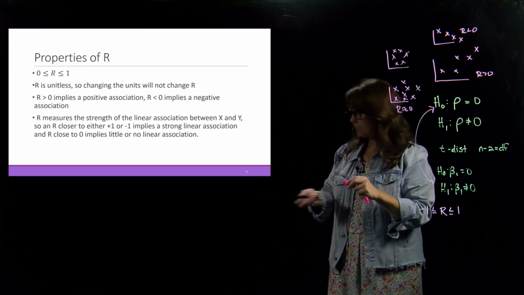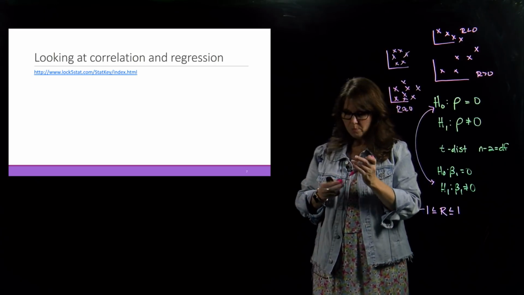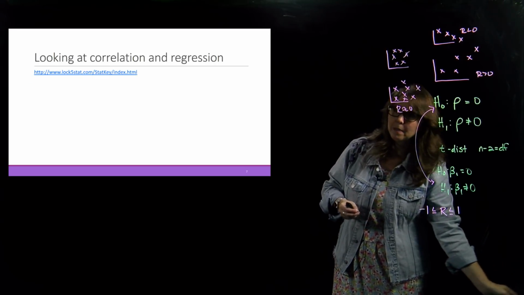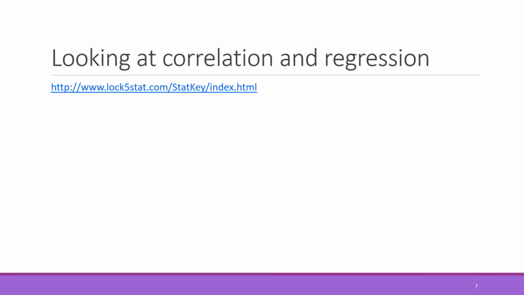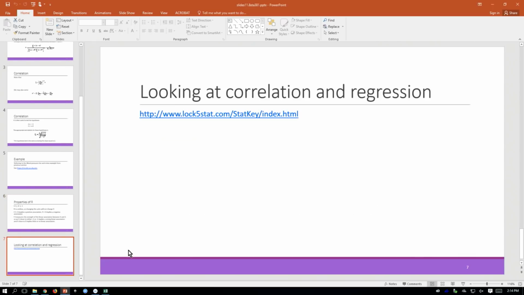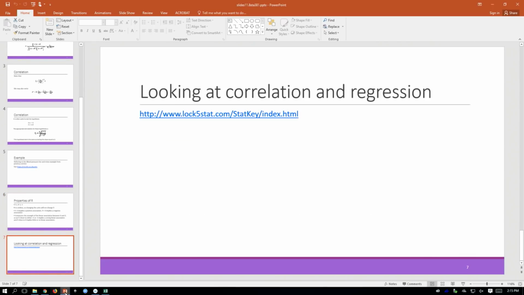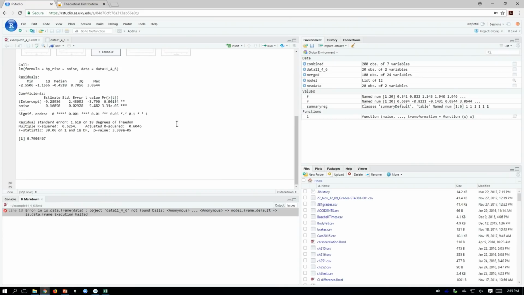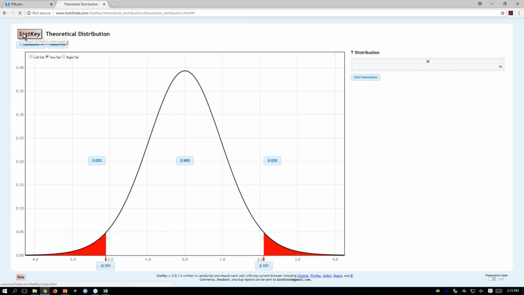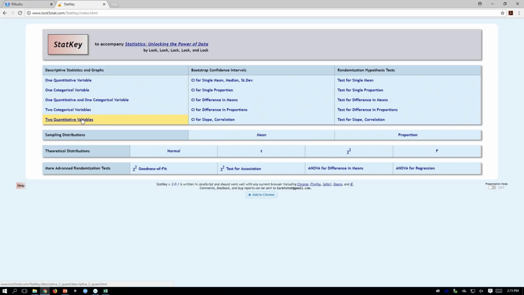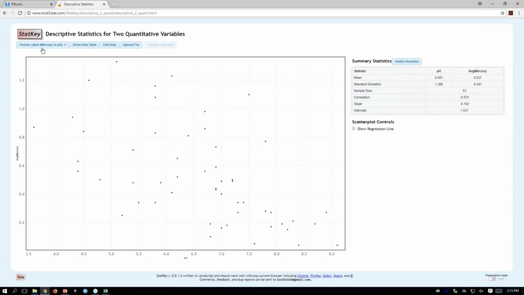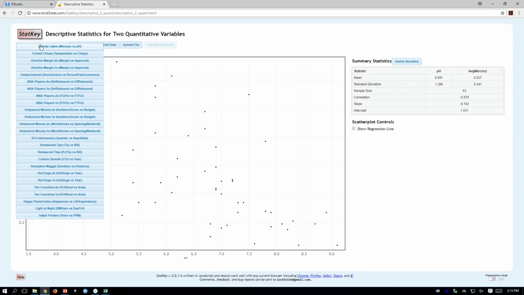All right, so let's take a look. One more time, we're going to go over to the applet StatKey this time and just fiddle around with a regression line. So I'm going to go over to StatKey. There's two quantitative variables. Let's look at the hot dog data.